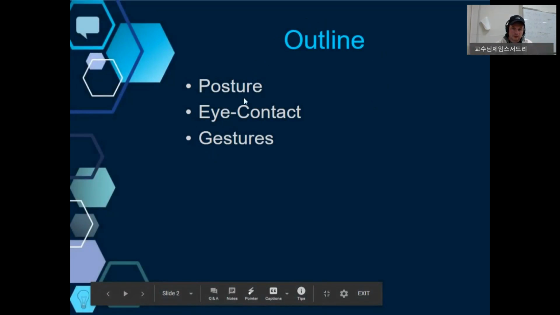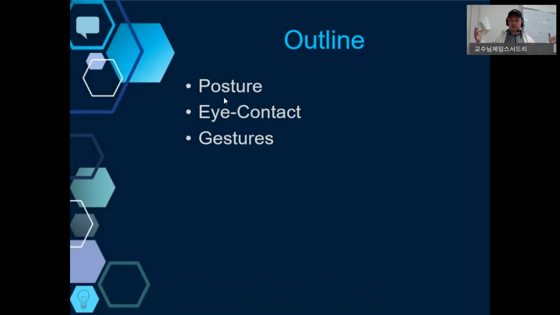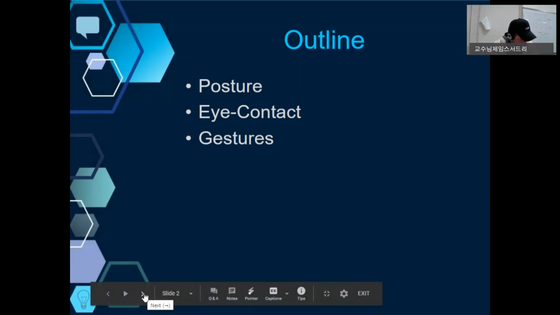This is the outline of what we're going to talk about now. Posture, that's your body posture. How are you going to stand in front of people? Eye contact is, are you going to look at them? Don't stare at them, but look at them now and again, okay? Gestures is your hand. I'm using my hands. I'm using gestures. People like to use gestures all the time, like this. Gestures are a part of presentations.